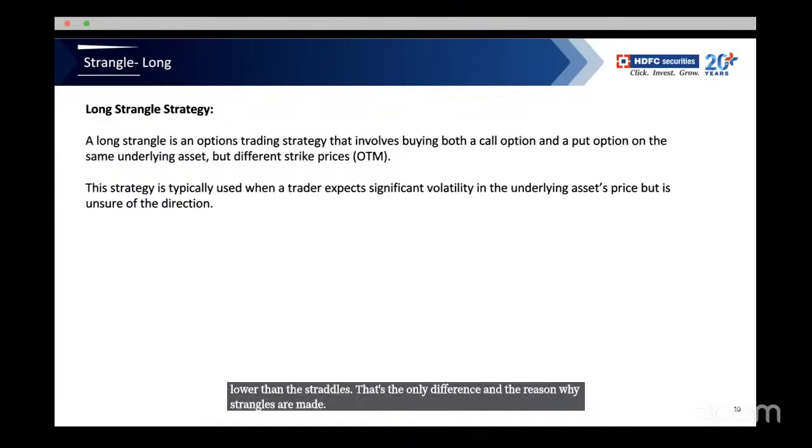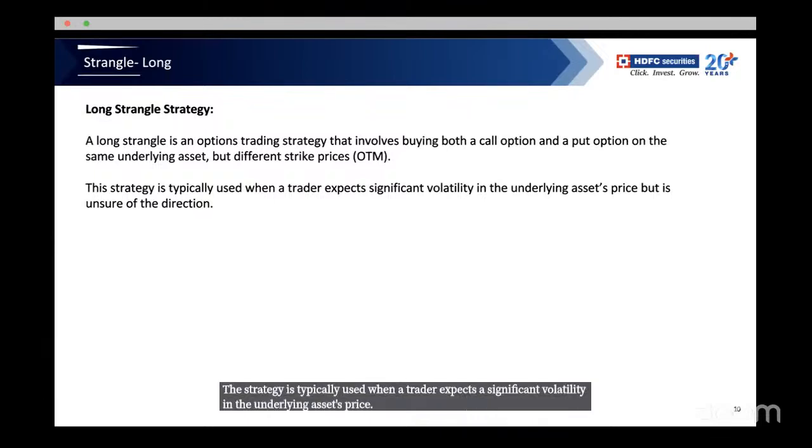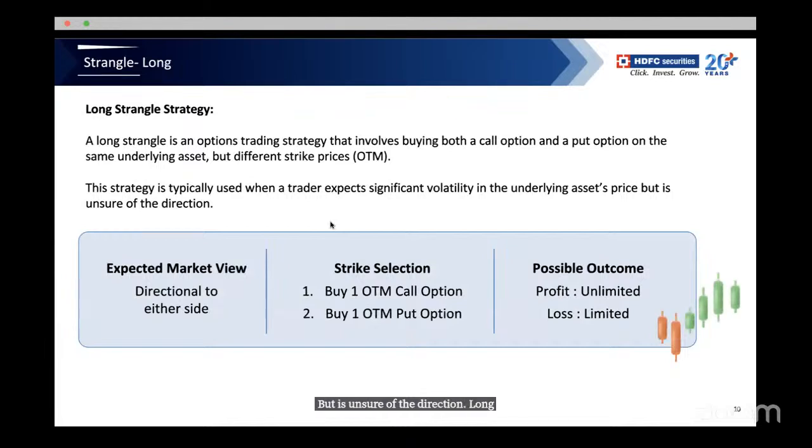Now, when do we create a long strangle? The strategy is typically used when a trader expects significant volatility in the underlying asset's price, but is unsure of the direction.